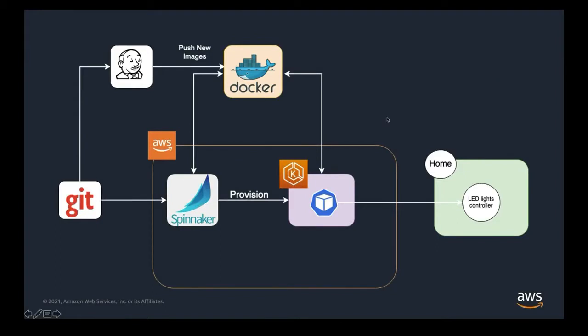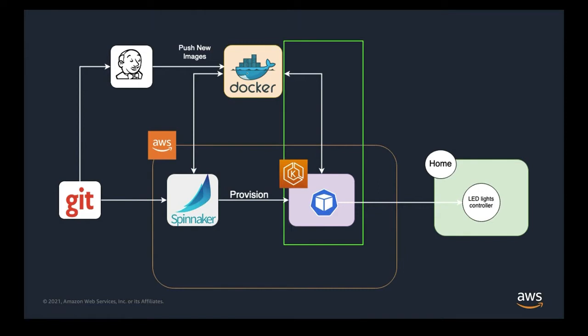This is what the current implementation looks like. So we have a Git repository that's acting as the source of truth. Whenever you push anything to Git, Jenkins is going to take the code and push a new image to the Docker registry. And once that image is available, Spinnaker is constantly monitoring this Docker registry for new images to be available. When the new image is available, Spinnaker is going to notice that, and it's going to instruct this Kubernetes cluster to provision all the resources that are needed.